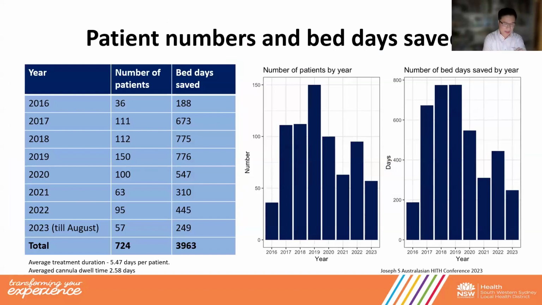The main advantage of expanding the HITH service using the elastomeric antibiotic infusers via PIVC was the impact on avoidable hospital bed days. Over the years, we've treated over 720 patients with the equivalent of 3,900 catheter days, corresponding to 2,900 bed days saved, and 528 days per year. So we are continuing this practice.